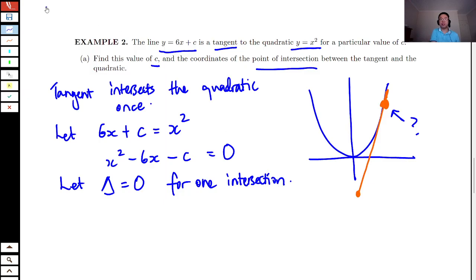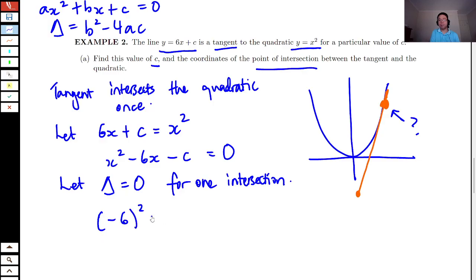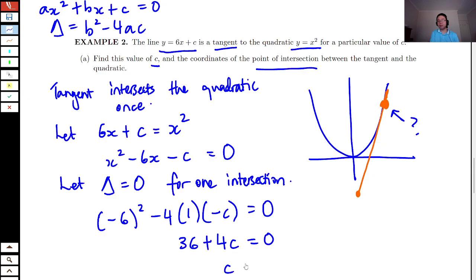If you've forgotten, the quadratic equation ax squared plus bx plus c equals 0 has a discriminant defined by b squared minus 4ac. So in this case, the discriminant is minus 6 all squared minus 4 times 1 times negative c. Alternatively, 36 plus 4c equals 0. And if I rearrange that equation, I obtain c equals negative 9.